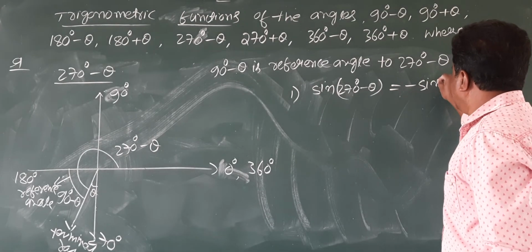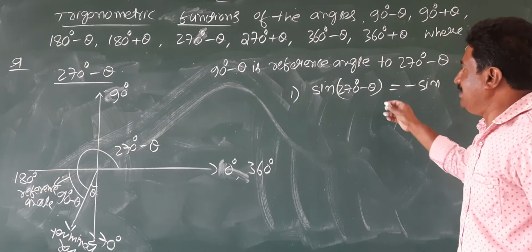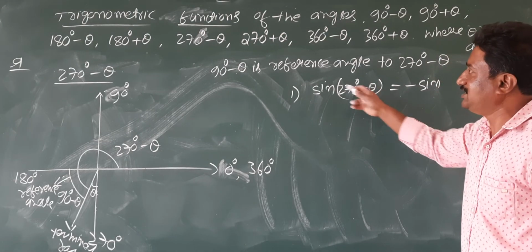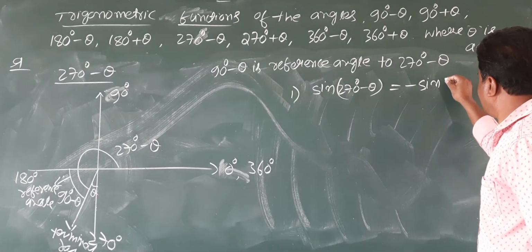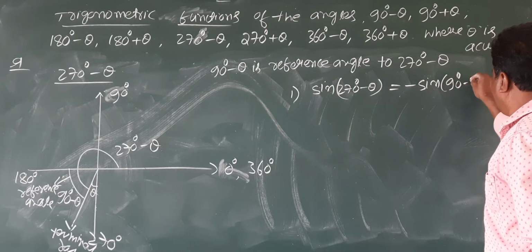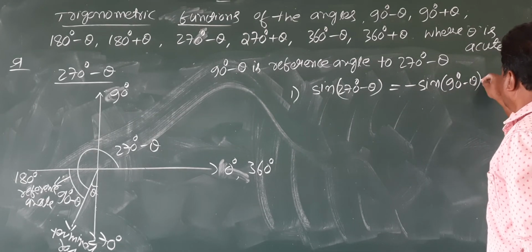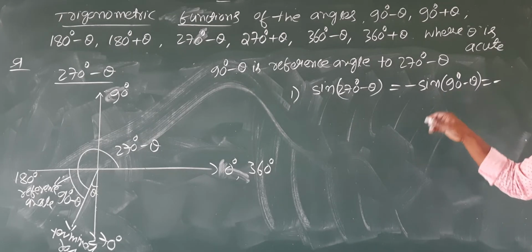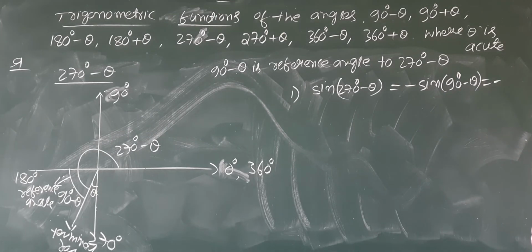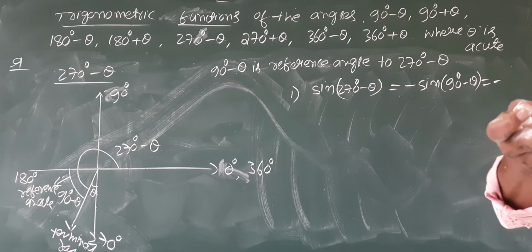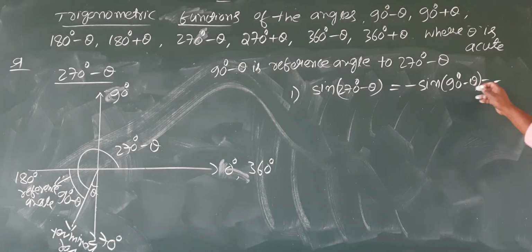Minus. Write that sign as it is. Tell me the angle related to 270 degree minus theta. 90 minus theta. So 90 degree minus theta. Minus, you know this very well. What is sin 90 minus theta? Cos theta. In that last video you learned that sin 90 degree minus theta is cos theta.